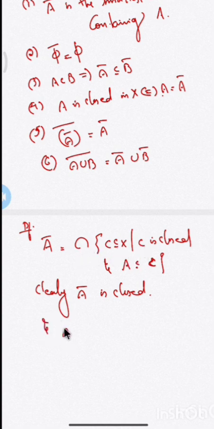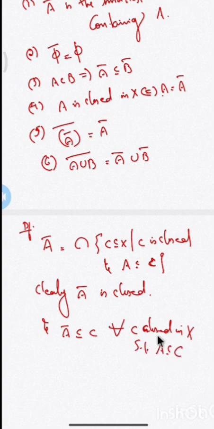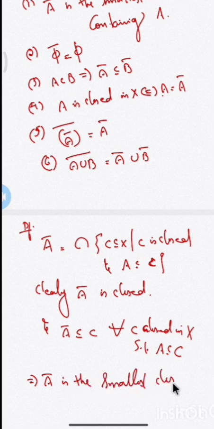And A closure will be contained in C for every C closed in X such that A is contained in C. Correct? Because it is the arbitrary intersection. Intersection is the smallest set contained in every subset in that collection. Correct? So A closure will be contained in every C in this collection, so A closure will be the smallest one, which implies A closure is the smallest closed set containing A. It is very easy.